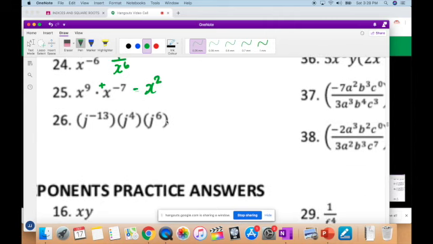Over here, all of these are added, right? Because they're all being multiplied. So you could add 6 and 4 is 10 on this side, and 10 is being added to minus 13. So the answer is j to the minus 3. You all got that one?